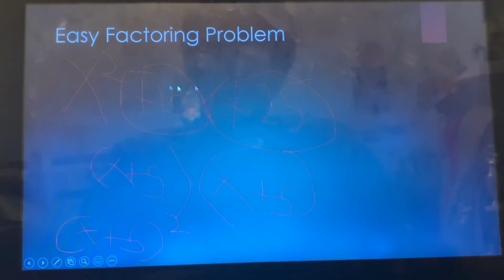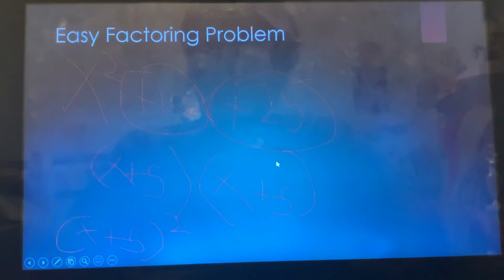Because if we find those two numbers that add up to equal this number right here, the b value, and multiply to get this number here, the c value, then we can get two numbers that we can use to find the x-intercept.